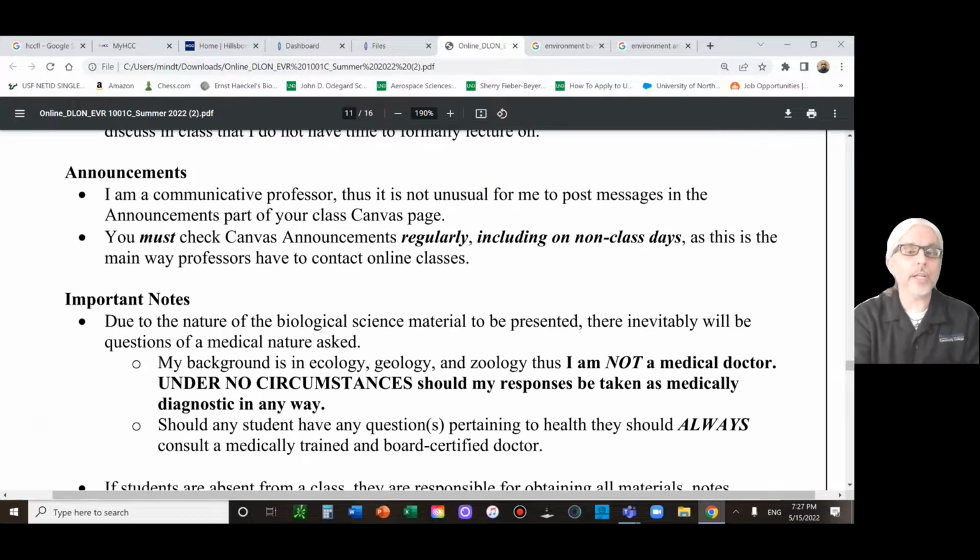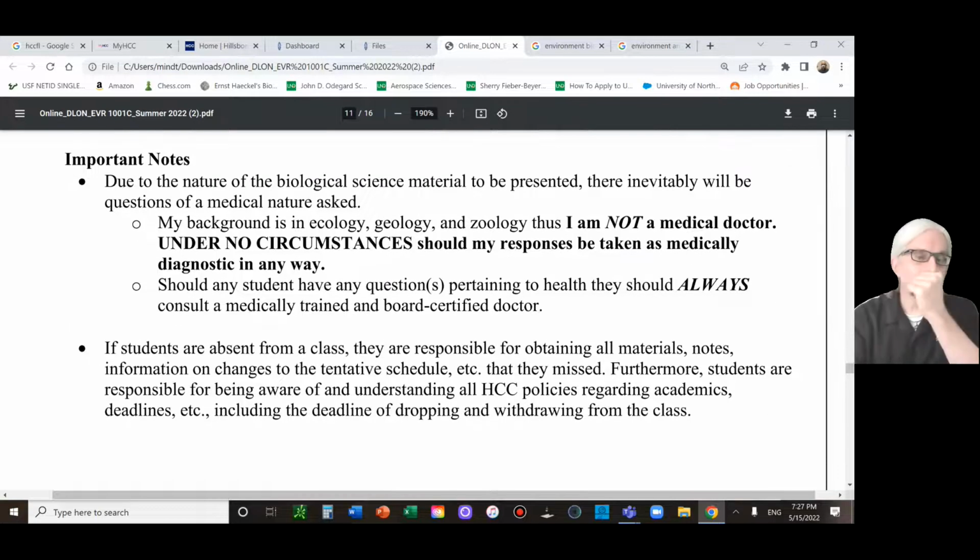Announcements, like I said, check them regularly, even on non-class days, I mean, including weekends too. Notes, a lot of this comes up more in lecture than in lab, but remember, I'm not a medical doctor. So there are subjects in medicine that pop up in biology all the time. I'm qualified to teach it, but I'm not a medical doctor. You can see what my background is: ecology, geology, and zoology. That's my background. So this course is like written for me. But whenever a medical issue comes up, please don't try to make me into your own personal medical doctor. I am not one. It's not appropriate for me to ask those questions. What's only appropriate is for you to find a board certified medical doctor. That's who I'd recommend.